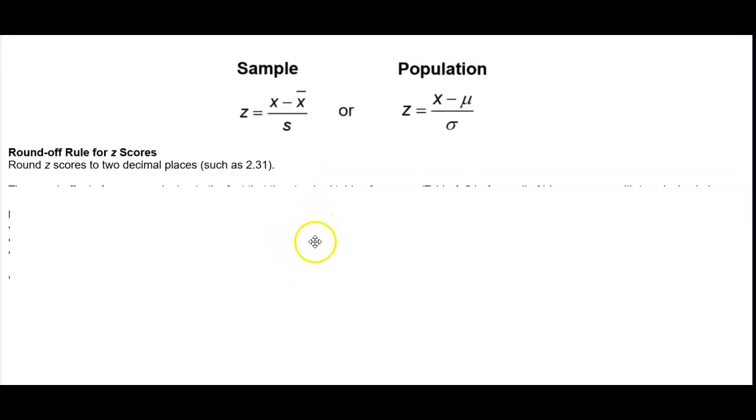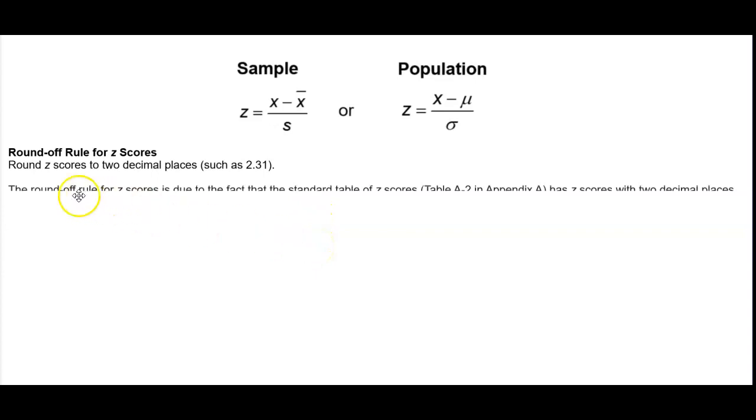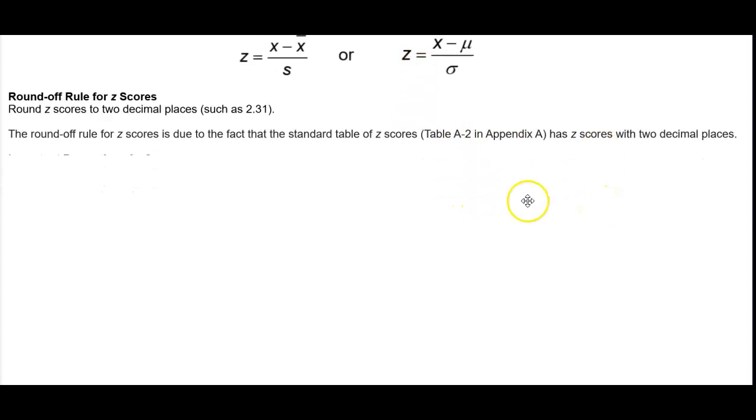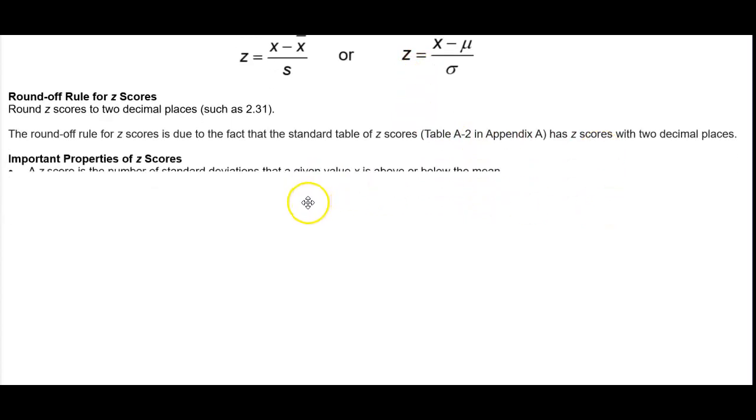Now, what is the round off rule for z-scores? Well, round z-scores to 2 decimal places, such as 2.31. So you always round your z-scores to 2 decimal places. The round off rule for z-scores is due to the fact that the standard table of z-scores, which is table A2 in Appendix A, has z-scores with 2 decimal places.